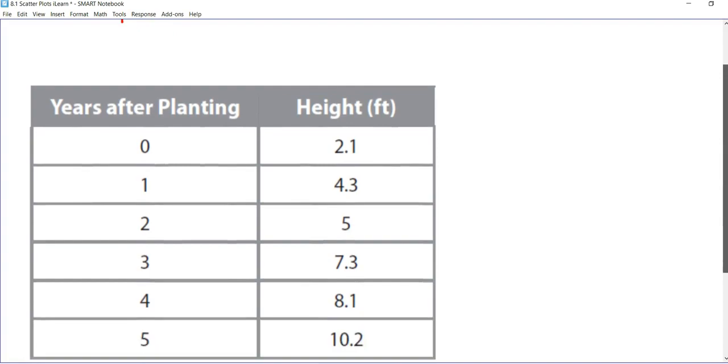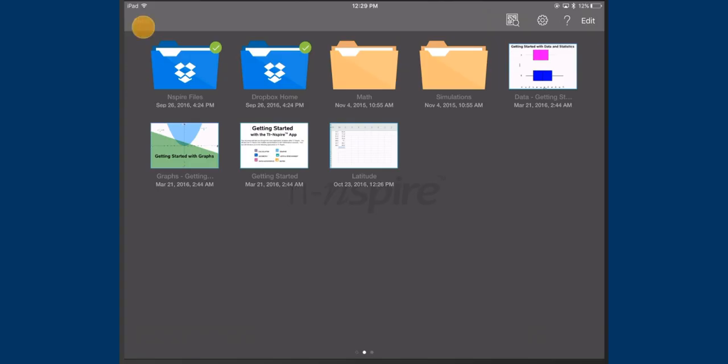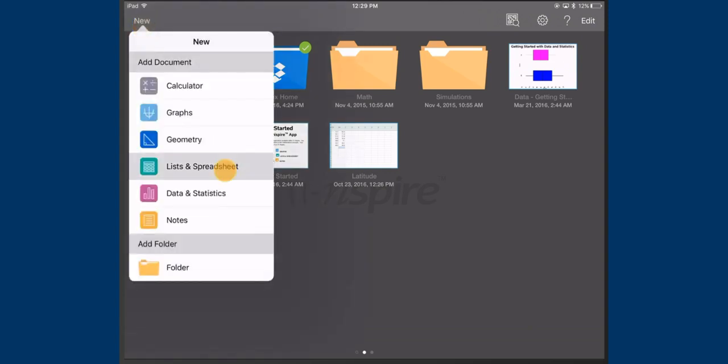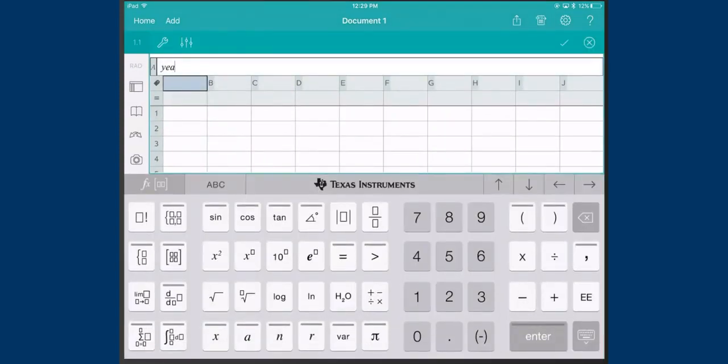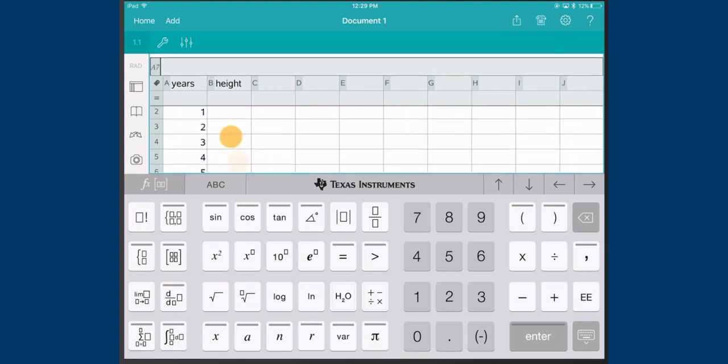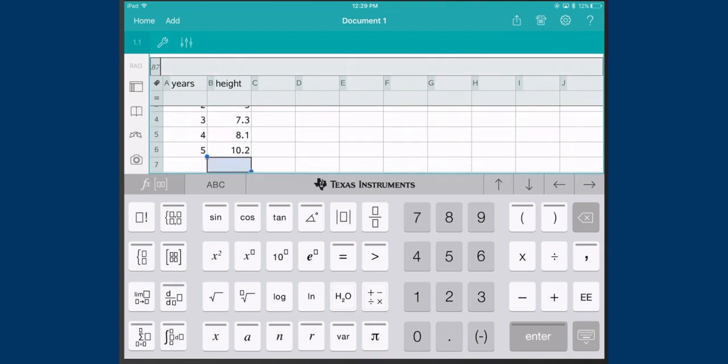Example 2. For example 2, we're going to see what happens when we plant a tree, and after we plant the tree, how the height is affected. It's either going to be a positive or a negative correlation. So the variables are going to be years and heights. I'm going to go to New, List in Spreadsheets. If you wanted to, instead of X and Y, you can type in years and height for the independent and the dependent axis. Let me key in these values real quick.